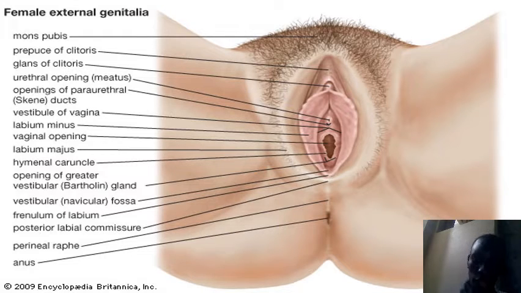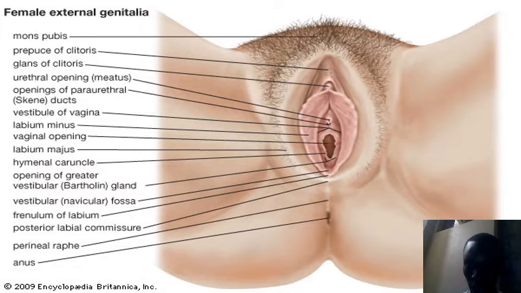The labia minora is also a fold of skin which is located within the labia majora. It is devoid of hair follicles. It does not have hair. It is smooth like a mucous membrane, and its lower end extends downward to meet at what we call the fourchette.